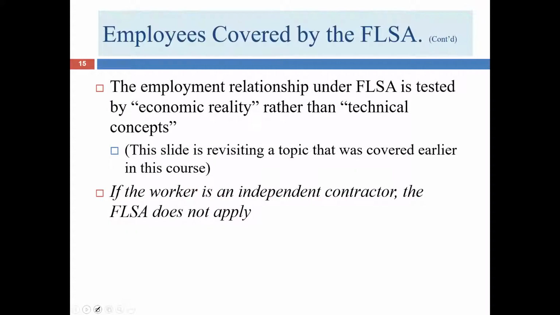Or this one. We've already talked about the issue of being an independent contractor, but just a reminder, if the worker is an independent contractor, the FLSA does not apply, so you don't have to pay that person minimum wage. You don't have to pay that person overtime pay. Now again, the FLSA was written in such a way so that the likelihood is that this person is an employee. There's a strong prejudice in favor of the employee designation. This is what's called a remedial statute. It's designed to cover as many people, or it's designed to err on the side of inclusion versus exclusion.